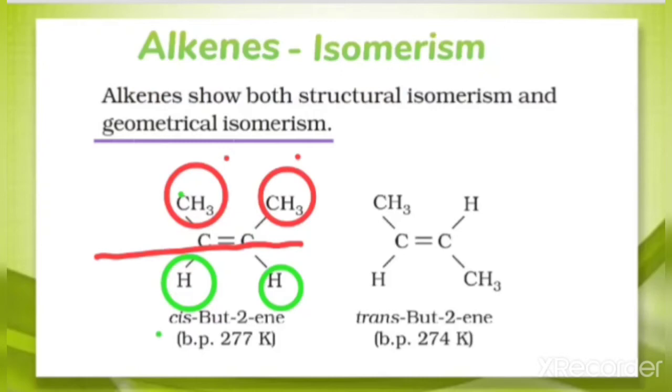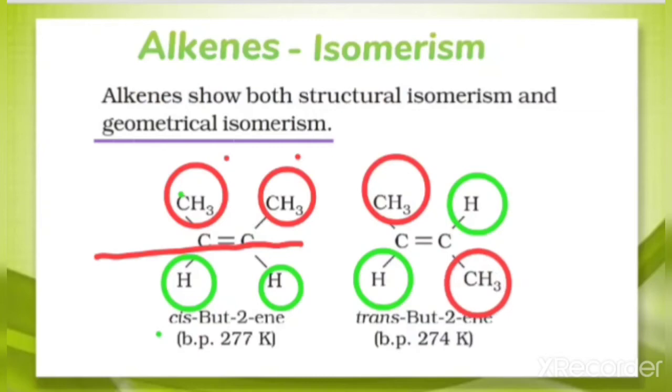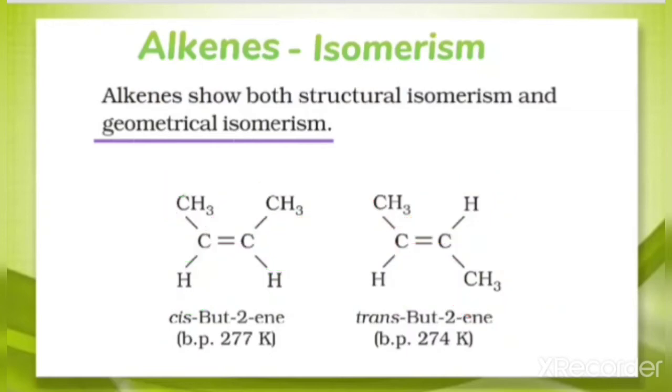And look at the next case, the trans one, in which you can see the hydrogens are on opposite sides, and the methyl groups are also opposite. How can you see it is opposite? I told you, just make a line over the double bonded carbon. Now you can see that on this side there are different groups and here also different. So that is called trans but-2-ene. These two are the geometrical isomers, the cis form and the trans form. So while naming also, we name them cis but-2-ene and trans but-2-ene.